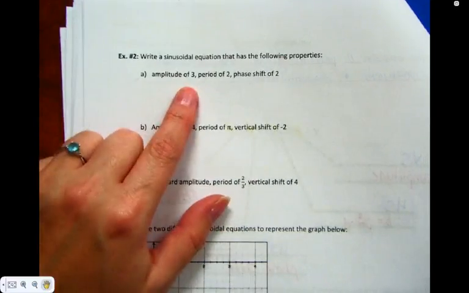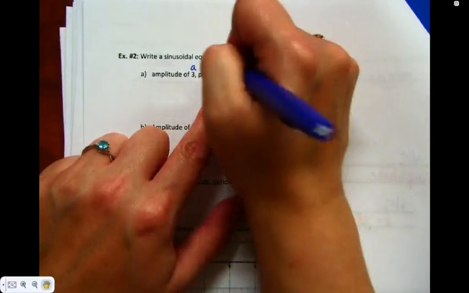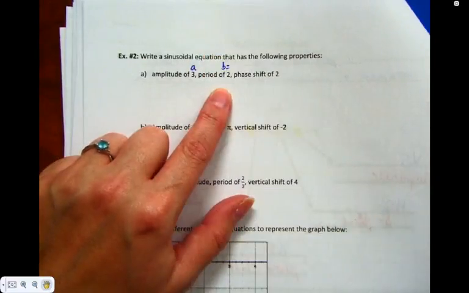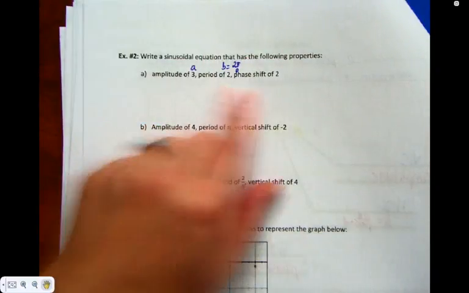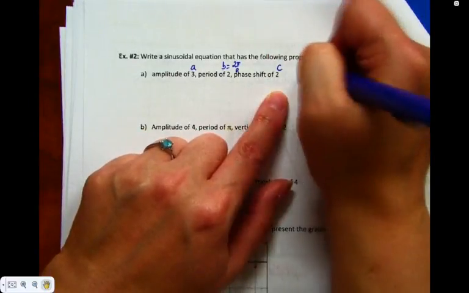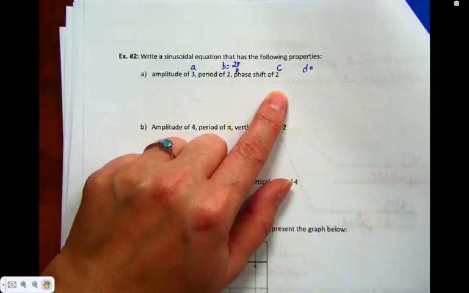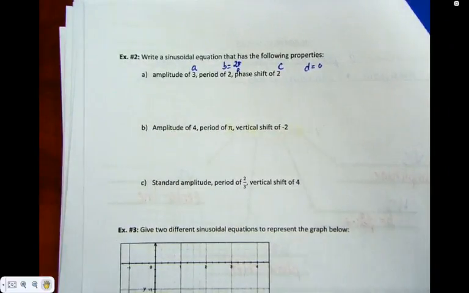So sometimes for left brains, what I like to do is just write those little letters above. Amplitude I know is that A value. Period I know is kind of the B value. What's the correlation between the B and the period? 2 pi divided by the period is B. The phase shift we said was C. And center line I don't have, so what do I know automatically about that center line value? It's 0. Okay, some brains that helps to list it out, sometimes it doesn't, it just depends.